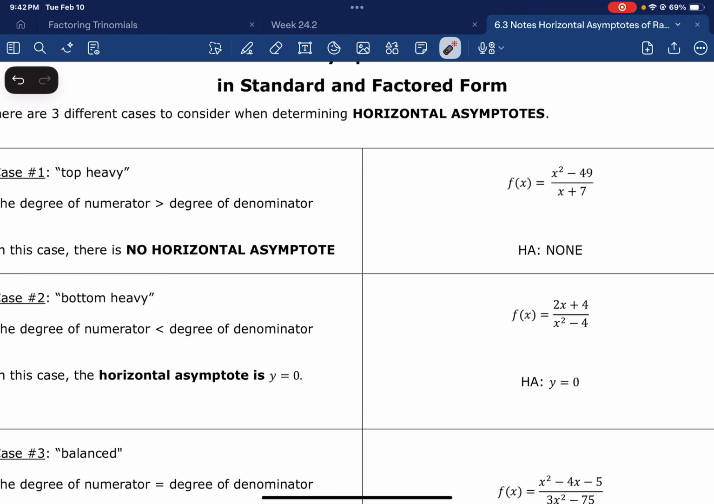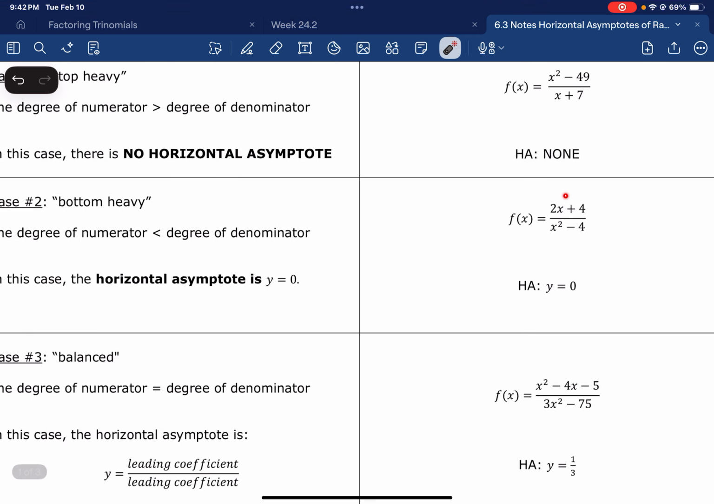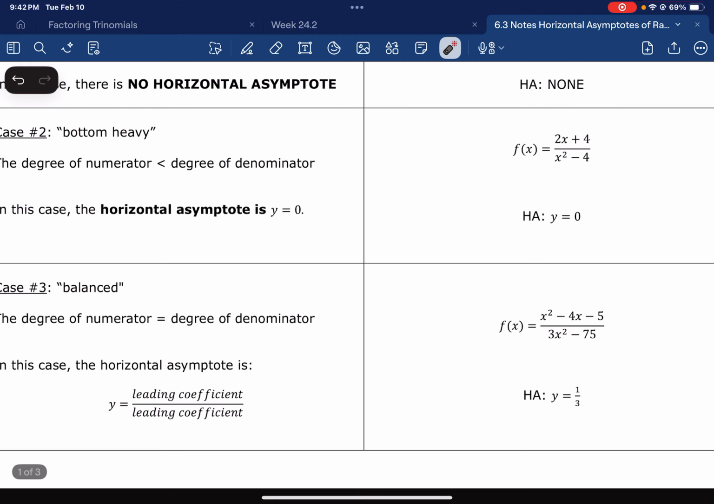So in this numerator, I have an exponent of 2, and in the denominator, my degree is only a 1. That's why there's no horizontal asymptote, because this is top-heavy, all right? In the second example, the degree of your numerator is a 1, and the degree of your denominator is a 2. So because there is a higher exponent, a higher degree in my denominator, the horizontal asymptote is y equals 0. And then this very last one right here is what I like to call balanced.